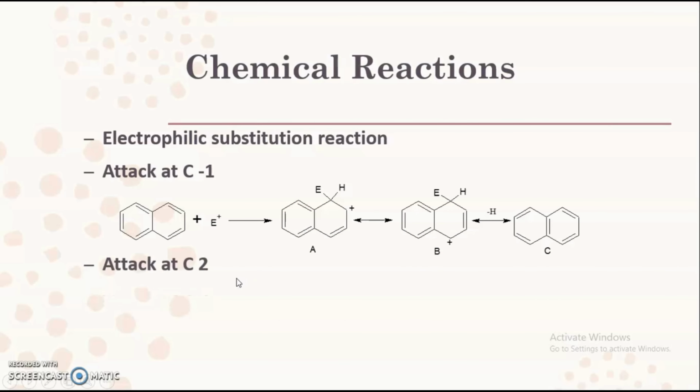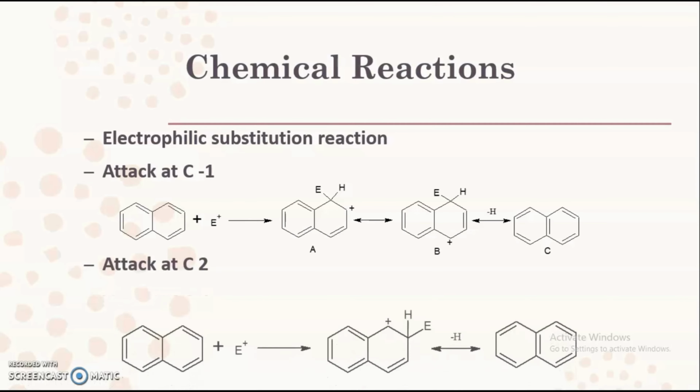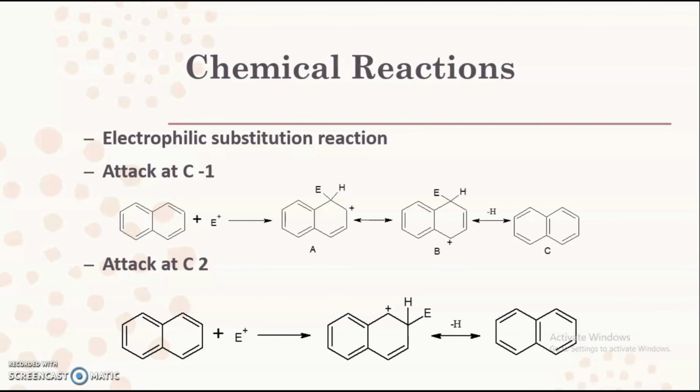Now, we will consider the different resonating structures possible when the attack takes place at carbon number 2. Here you can see, suppose the electrophile is attacking at this second carbon atom. So, this bond is broken and this carbon gets the positive charge. Now, the positive charge is present over here and the electrons are present over here.